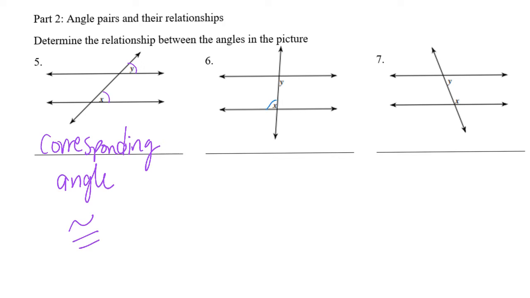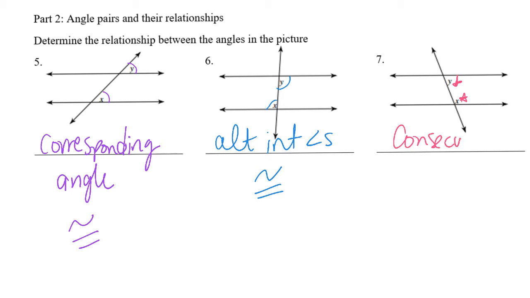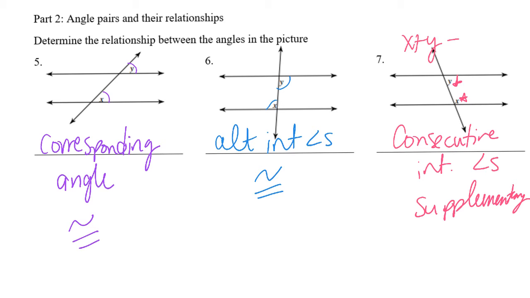The next one, these are going to be alternate interior angles. The reason is because they're between the parallel lines, but on opposite sides of the transversal. They are also congruent. And the last set here, X and Y, are going to be consecutive interior angles, and they are supplementary. That means they add up to 180. So like X plus Y would equal 180.